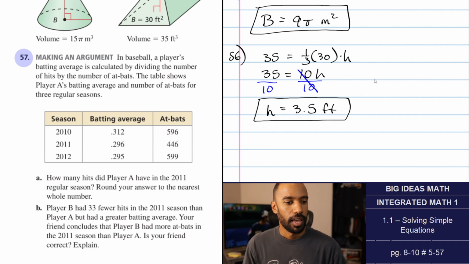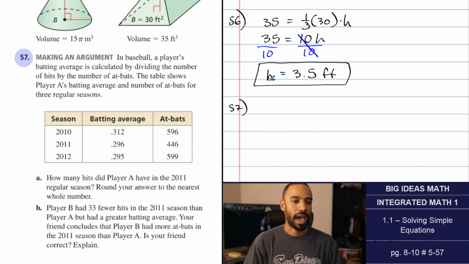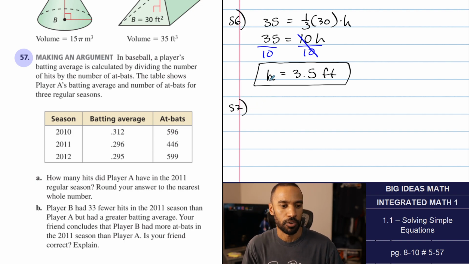In baseball, a player's batting average is calculated by dividing the number of hits by the number of at-bats. The table shows player A's batting average and the number of at-bats for 3 regular seasons.